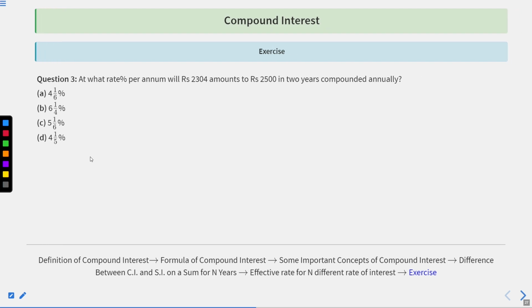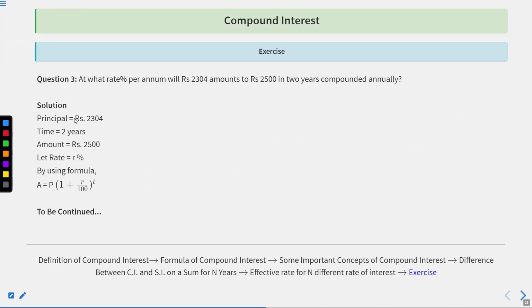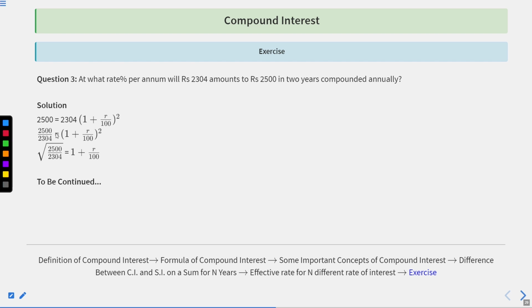Question number 3. At what rate percent per annum will rupees 2304 amount to rupees 2500 in 2 years compounded annually? So the solution, the principal is equal to rupees 2304 and the time is 2 years. So the amount will be 2500 rupees and let R% be the rate of interest. So by using the formula, we have A equal to P times 1 plus R upon 100 to the power T. Put the values, you will have 2500 equal to 2304 times of 1 plus R upon 100 whole square.